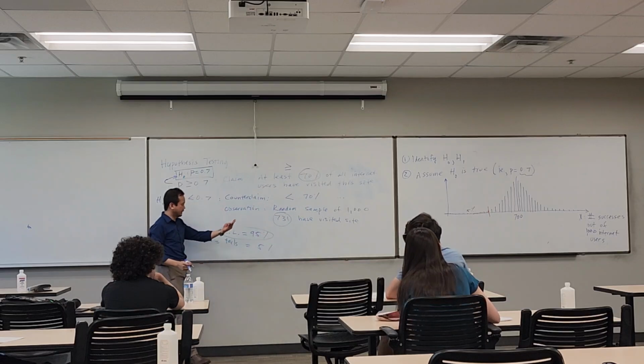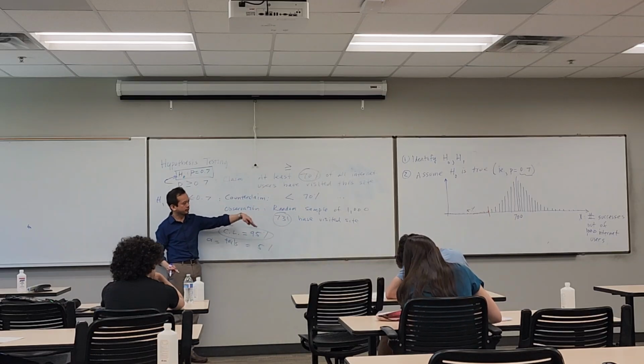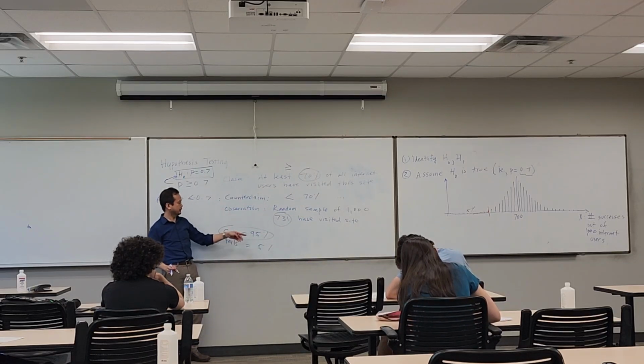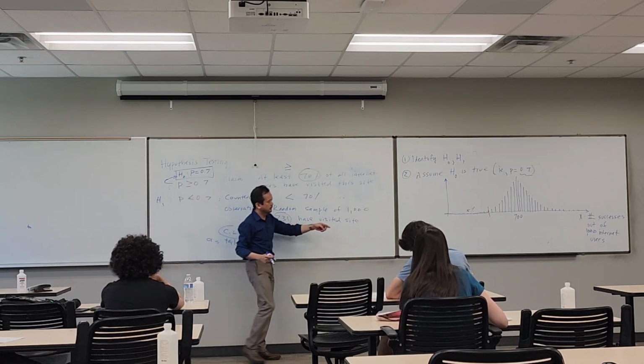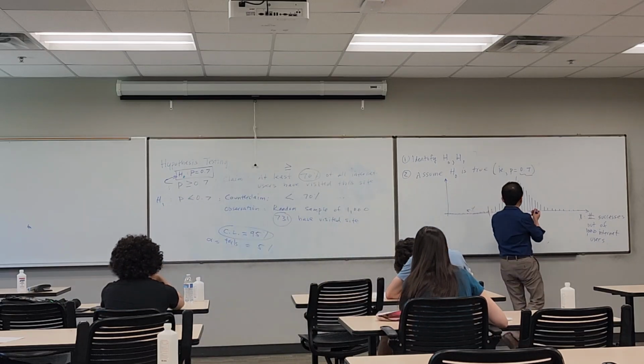So alpha, or all the tails, add up to 5%. In this case, there's only one tail. And then the confidence level pertains to the body of the distribution, which is this total blue area. That's going to be the 95%.